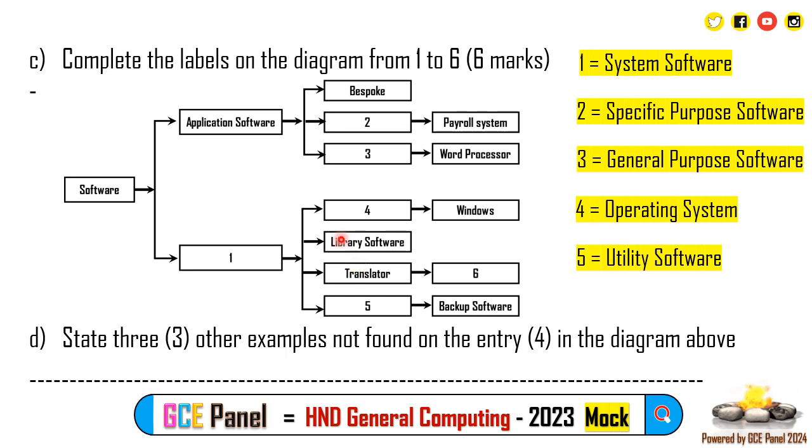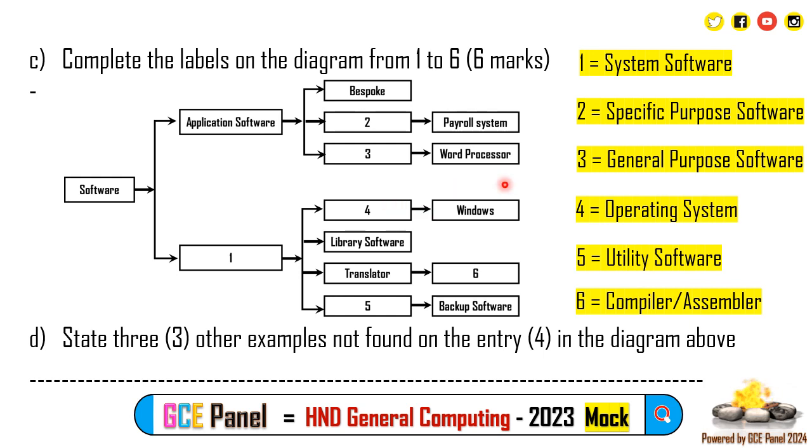But for number 5, the only thing missing here after operating system, library software, and translator is utility software. So number 5 here is utility software, while number 6, examples of translators, include compilers, assemblers, and interpreters. Interpreter is not written here, but you have either compiler, assembler, or interpreter.